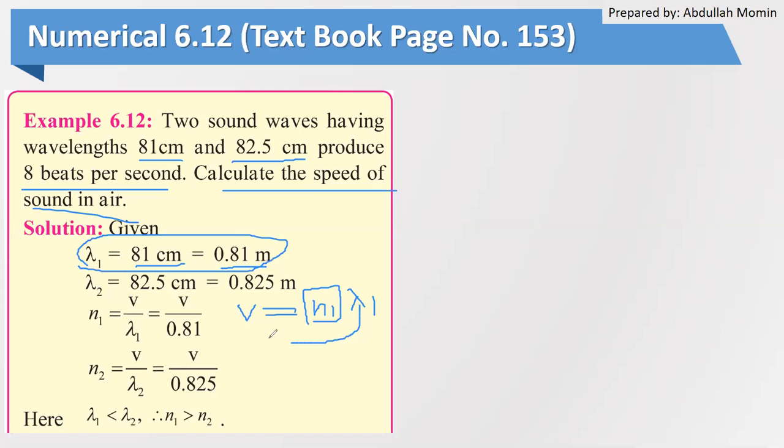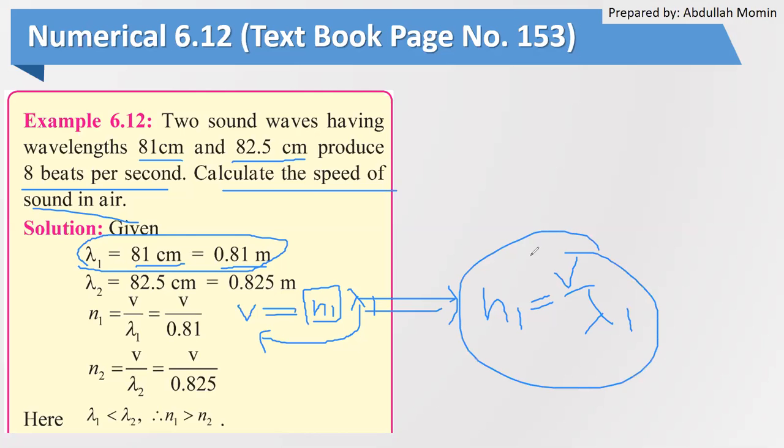So N1 will be as it is. Take lambda 1 to the other side of the equation. So we can write the equation of N1 as V upon lambda 1. We are going to use this equation. So N1 is equal to V upon lambda 1, so V upon 0.81. Similarly, N2 can be written as V upon lambda 2.